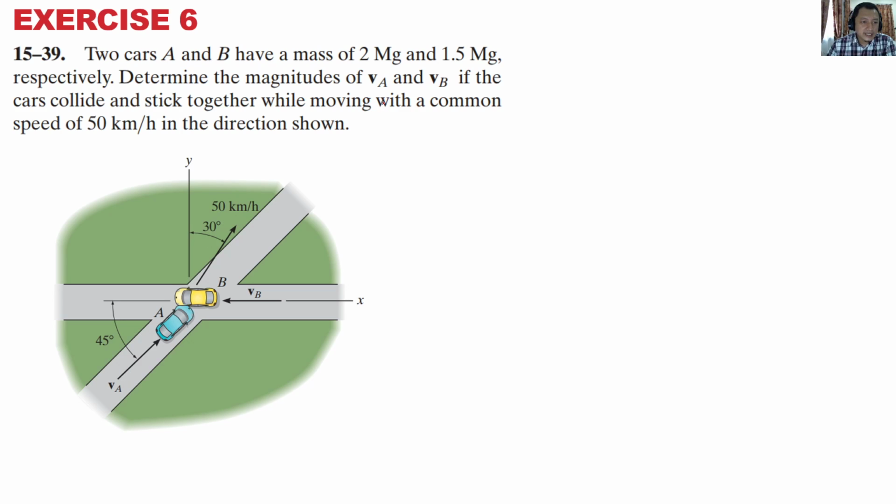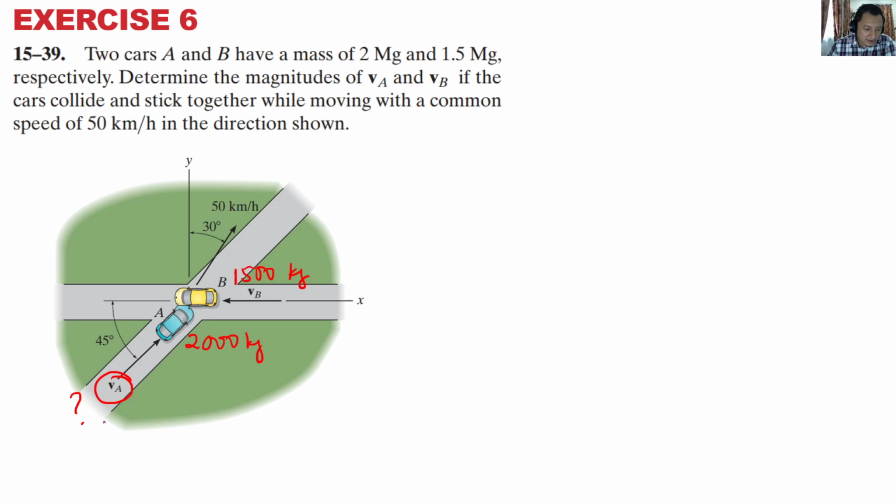Two cars, A and B, have masses of 2 megagram and 1.5 megagram. A is 2000 and B is 1500 kilo. Find the magnitude of VA and VB if the cars collide and stick together while moving with a common speed of 50 km per hour.